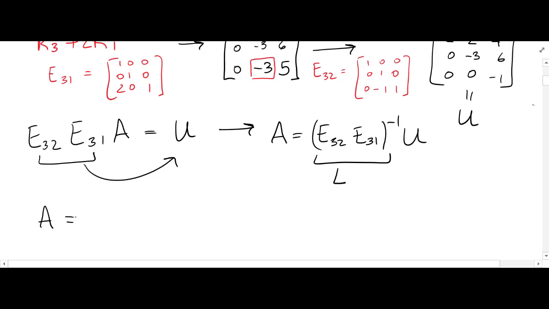Another way you can write this: if you remember, when you invert a product of two matrices, it's the product of the inverses in the reverse order. So you have to swap the order, and this will be E31 inverse E32 inverse times U. In order to find L, we just have to find the inverses of the elementary matrices and then multiply them together in this order.